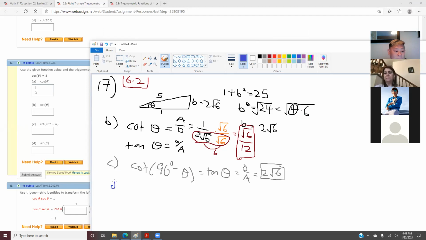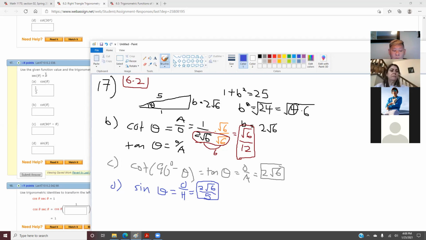And lastly, D, you have to find sine theta. So sine is opposite over hypotenuse. Opposite is this one, 2 root 6. And your hypotenuse is 5. And that's it. You cannot reduce this fellow. So this is how we do question 17.